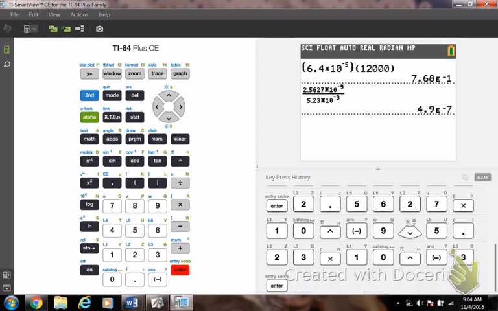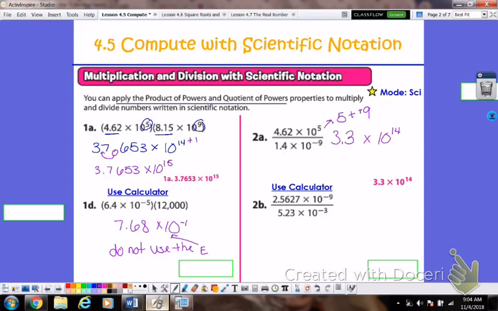We hit enter. Then we see we get 4.9 e to the negative 7. Remember that e is our scientific notation, our times 10. So we fill this in here.